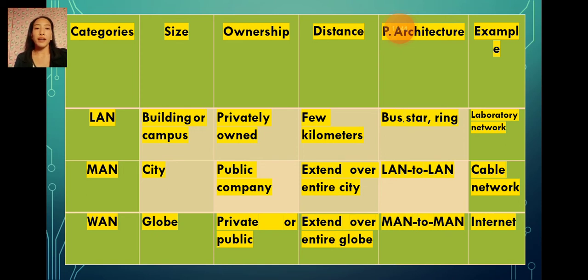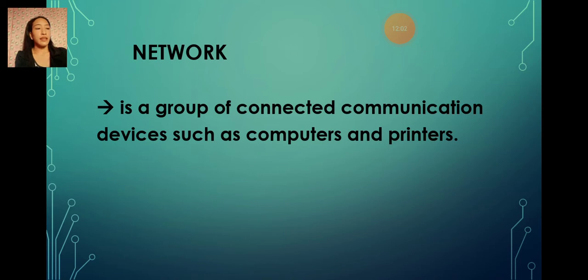And last one, WAN. The size, globe. Ownership, private or public. And the distance, extends over the entire globe. And architecture, MAN to MAN. Example, internet.